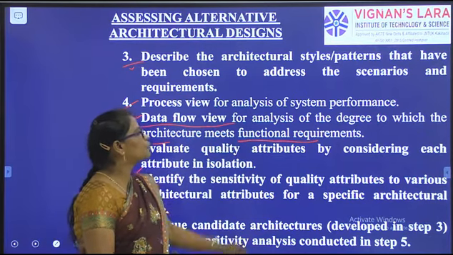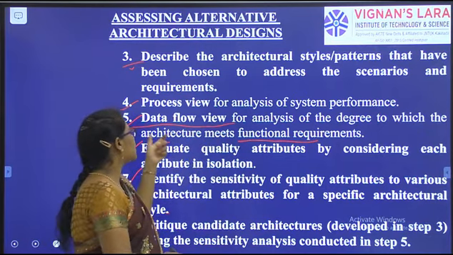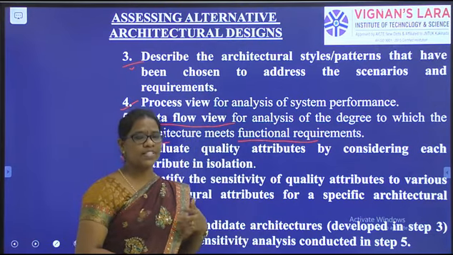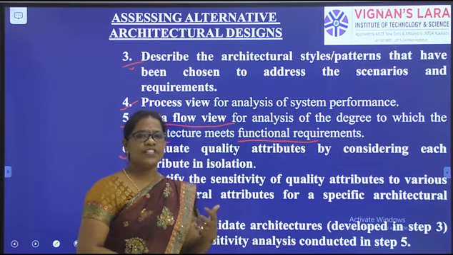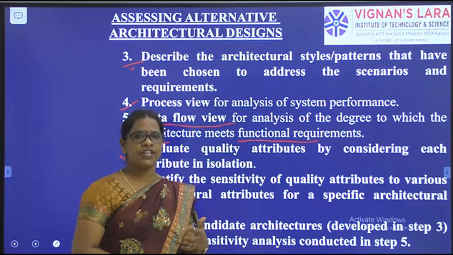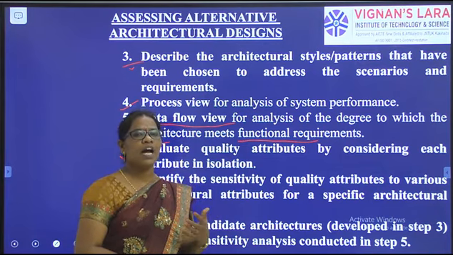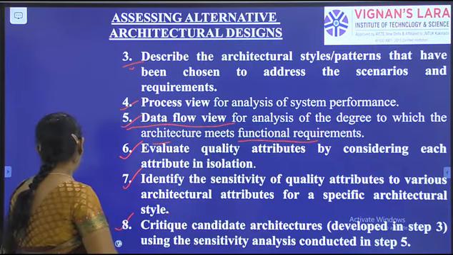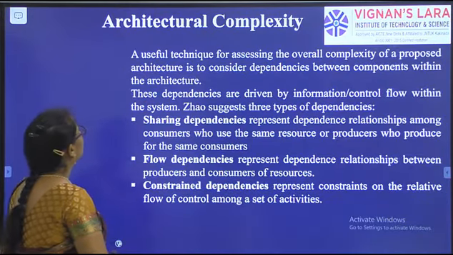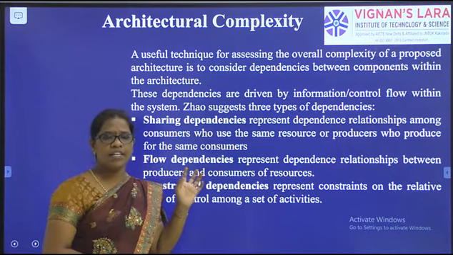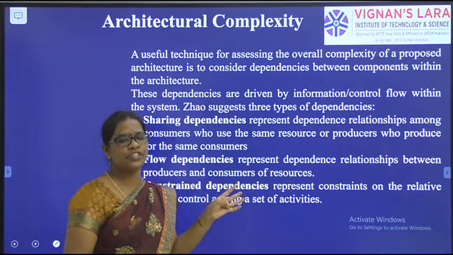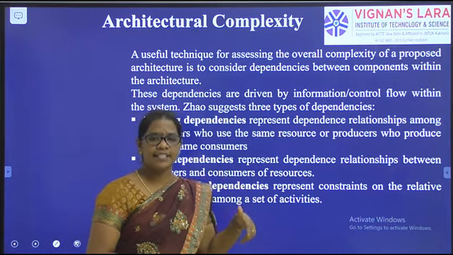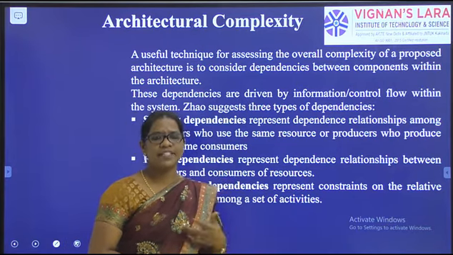So in the data flow, we are analyzing the degree to which the architecture meets the functional requirements. Whatever architecture you are drawing for the software, we have to check whether that architecture is meeting the functional requirements or not. These are the 8 points. So as an alternate for the architecture methods, apart from those 4 architecture models, we can also assess the architecture models by using these 8 steps.